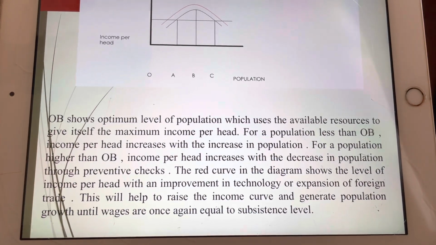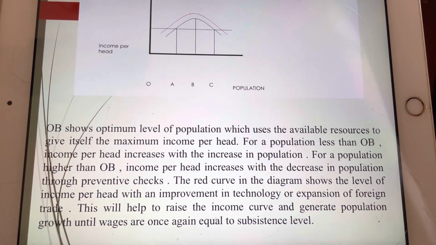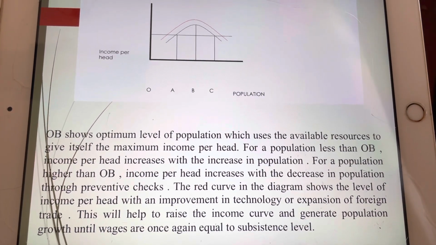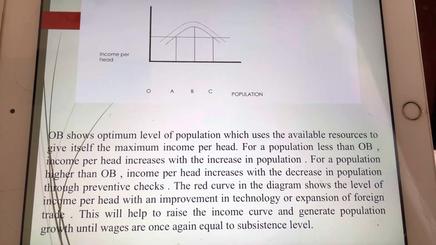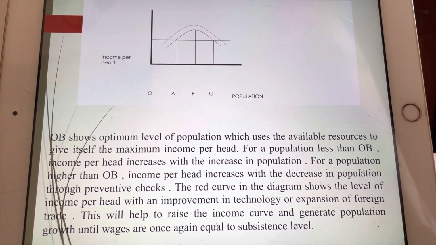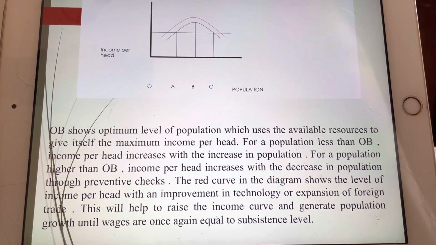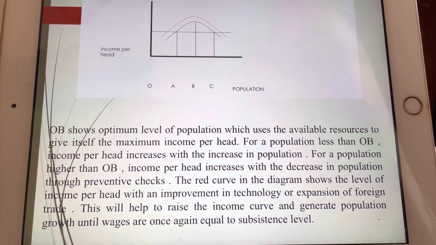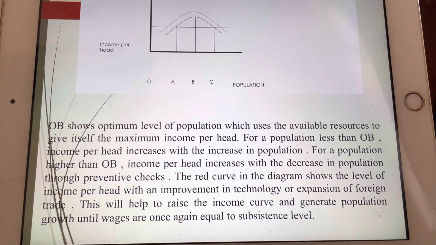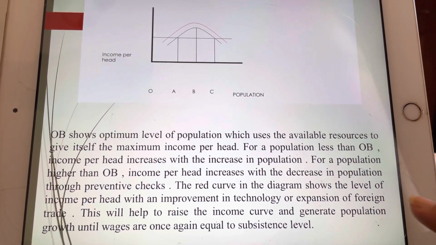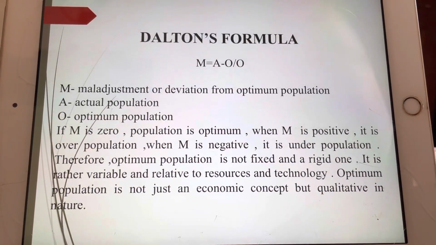This will help to raise the income curve and generate population growth until wages are once again equal to subsistence level. So what does it mean? It means the income curve generates population growth, which will continue until wages again become equal to the subsistence level. So this is the explanation of this diagram. I hope you understood.